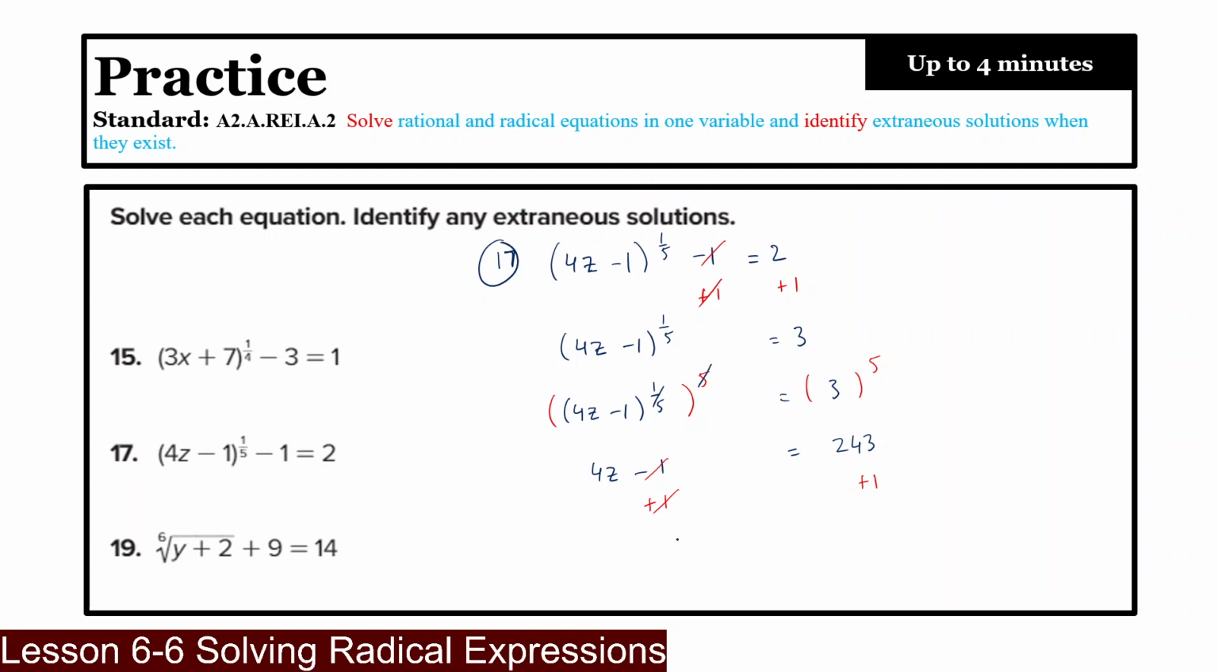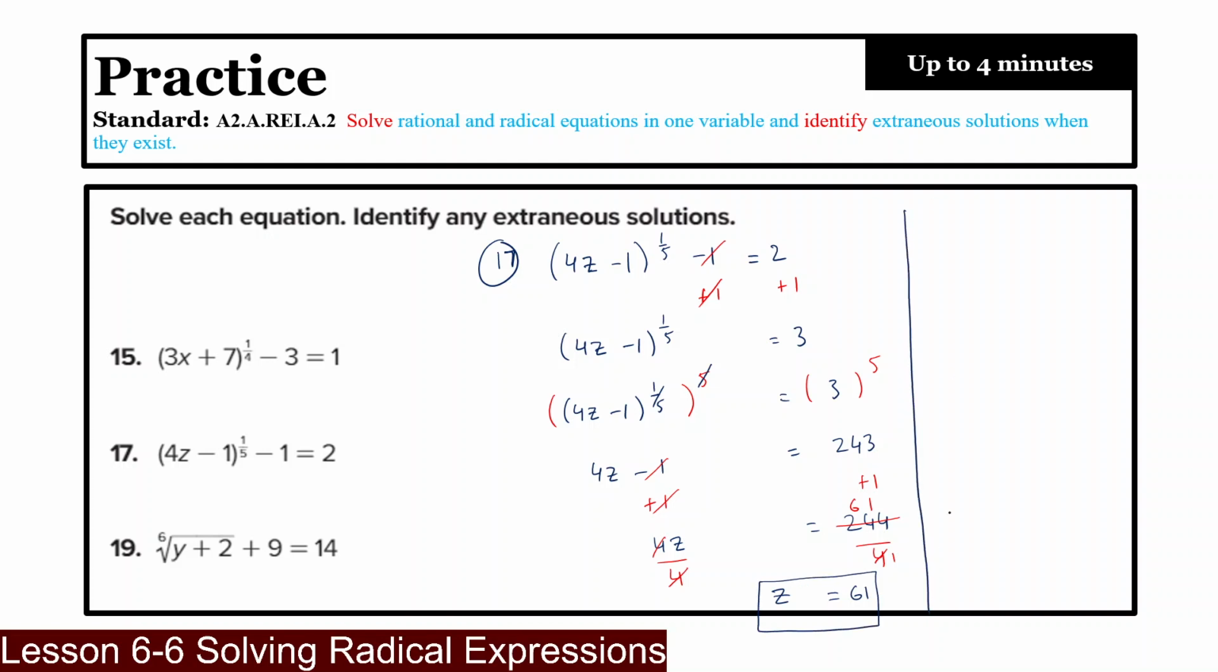So what do we have left now? We have 4z equals 244. To get z by itself, we have to make one last step. We have to divide both sides by 4. When we do that, we get 61. So I see that my z is equal to 61.